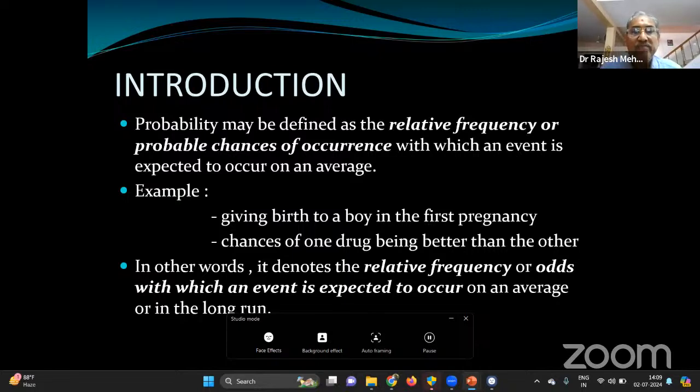So, for example, giving birth to a boy in first pregnancy, what are the chances like that? Then, if you are giving one drug, what are the chances it is better than another medicine? Or what are the chances that today there will be rainfall? Chances of rainfall in winter, in the monsoon, and the summer will be different. So these are the chances we measure in terms of probability.